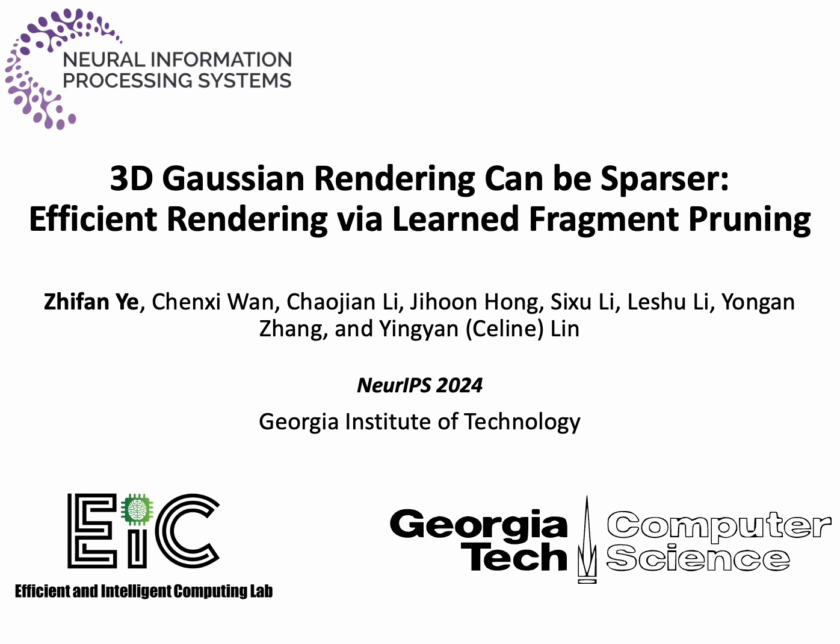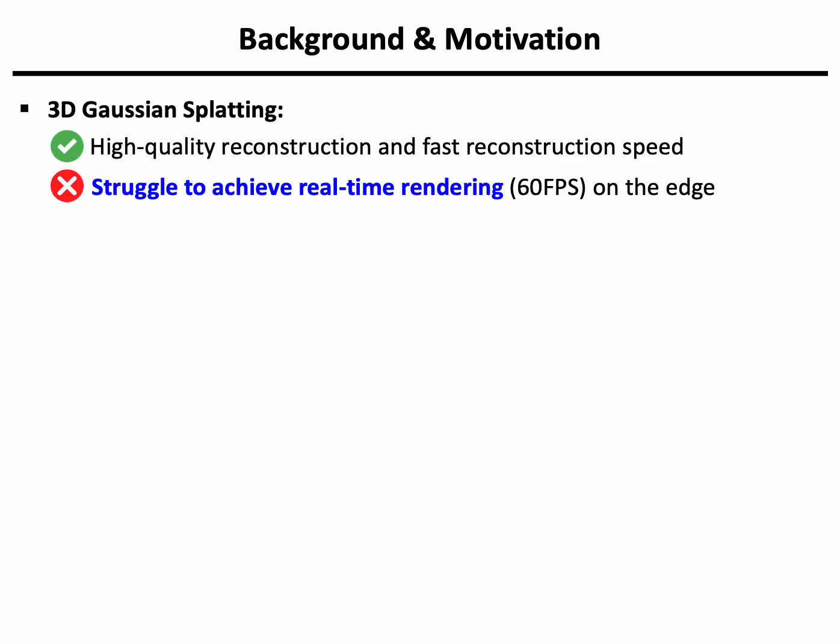I'm here to present our work accepted by NeurIPS 2024, titled 3D Gaussian Rendering Can be Sparser, Efficient Rendering via Learned Fragment Pruning. 3D Gaussian splatting has emerged as a promising 3D reconstruction pipeline for its high reconstruction fidelity, as well as fast reconstruction speed, as compared to previous works such as NeRF.